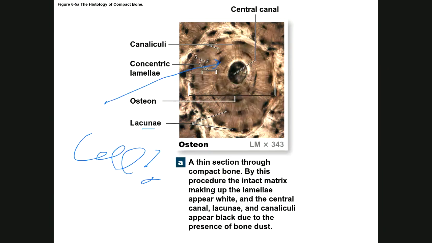Someone just asked me a question. What was the question again? My question is, what cell do you find inside the lacunae? And the correct answer is osteocyte. They start out as osteoblasts, but they lay down the matrix and they get trapped, so they become osteocytes.